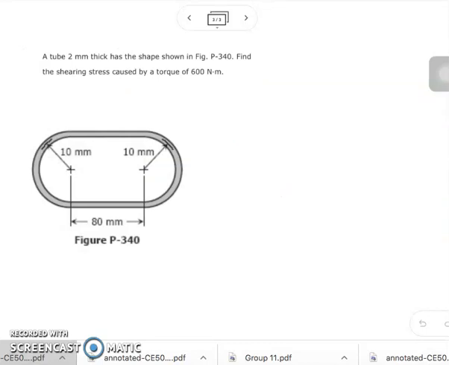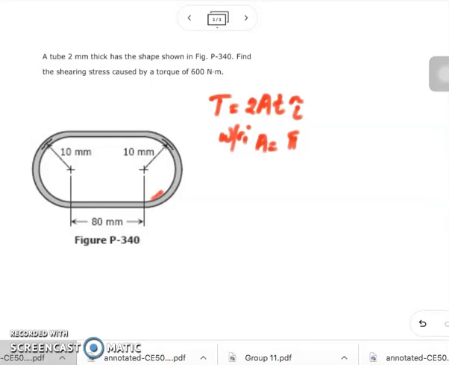Problem number 3: a tube 2 mm thick has a shape shown in our figure. Find the shearing stress caused by a torque of 600 Newton meter. So we have here a figure, which is a composite composed of a square and a semicircle on both sides. Of course, from our formula, T is equal to 2 times the area times the thickness times the shearing stress. Our A here is the area of this figure, so that will be a square and 2 semicircles. So it makes one circle having a radius of 10 millimeters.